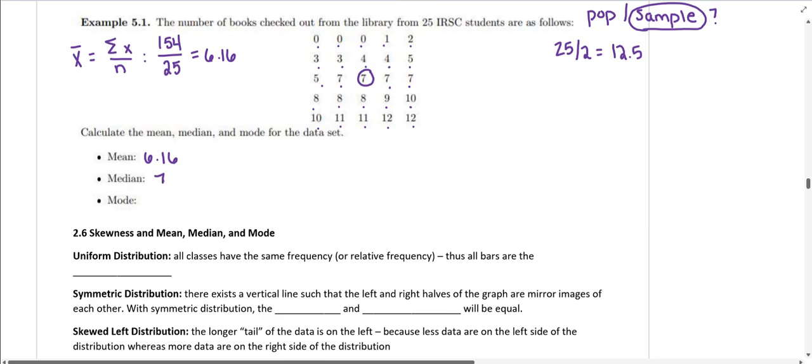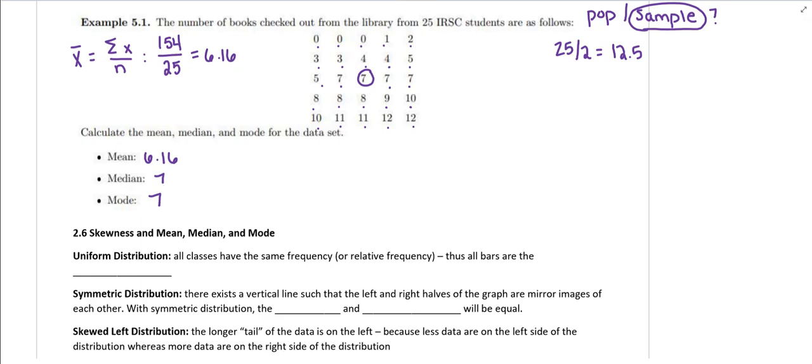And then the mode. We've got a couple of repeating ones. We've got 3 goes twice, 4 twice, 5 twice, 7 4 times, 8 3 times. And so it looks like 7 is the mode there because that repeats 4 times, more than any of the other numbers.